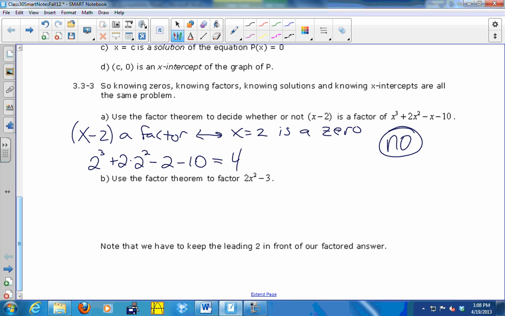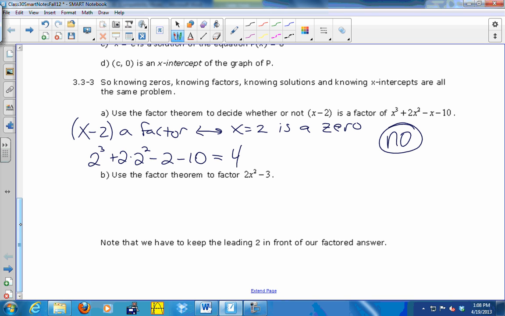So we have a quick way to tell if certain factors go into larger polynomials. Check the 0 instead. So for part B, in the last one I used knowing the 0 to see if something was a factor. Now I'm going to try to find the factors. An easier thing to do than finding the factors is to find the zeros. So I know that 2x squared minus 3. Well, I'm going to start by factoring out the 2.